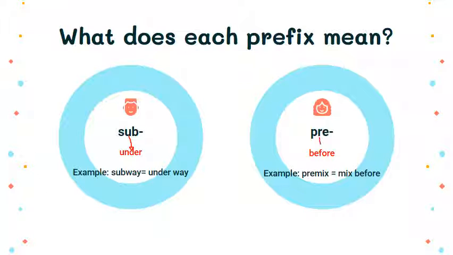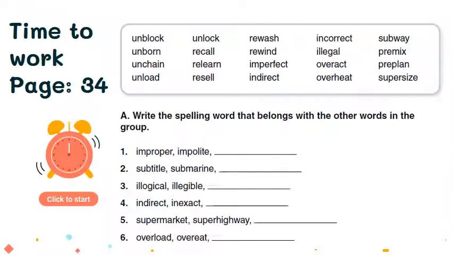Pre means before. Pre means before, something that happens before, we can say pre, or before doing something. So you say here, for example, premix. Before you mix, in order not to say before you mix, we say premix. Okay? So that's the usage of these prefixes.